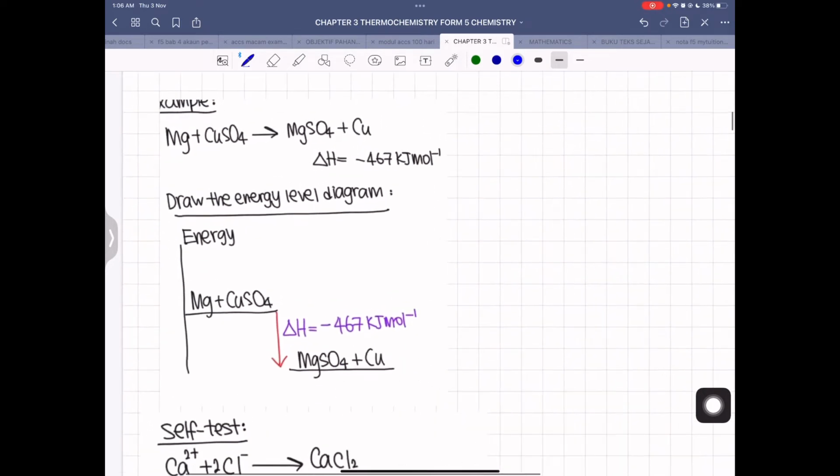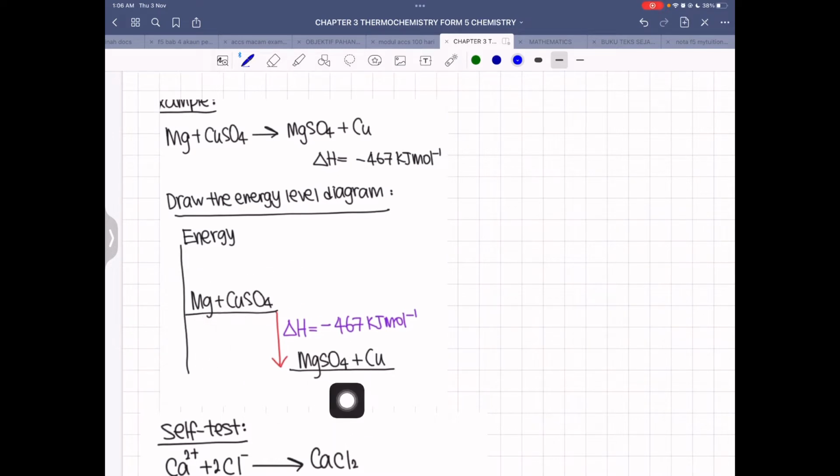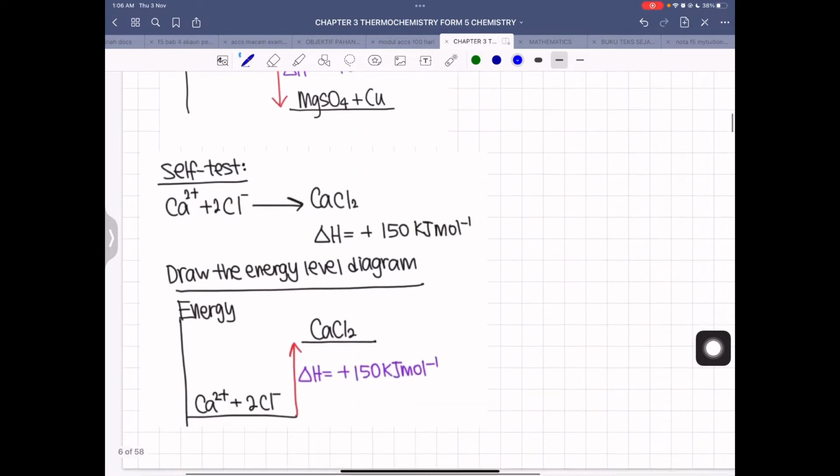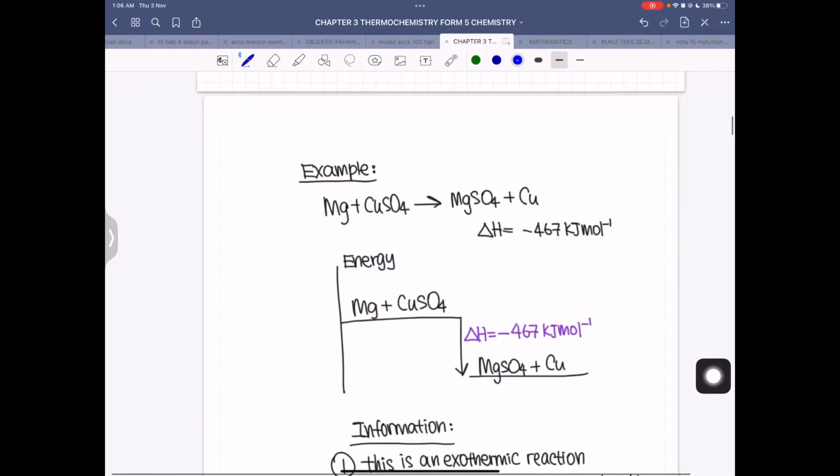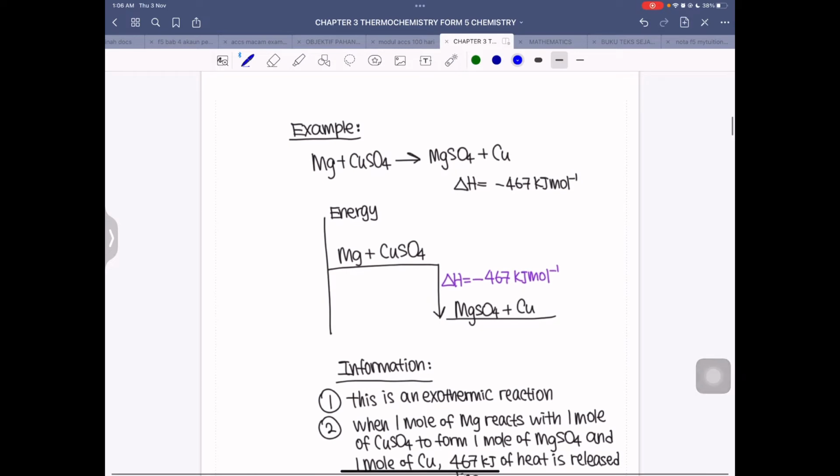So you're going to put your reactants here and your product here. And the heat change, you're going to put it beside the arrow. Same thing over here. Beside the arrow is positive, so it's going up. Product, and then here you're going to have to put your reactants. Okay, so same thing here. This is how to interpret the information.